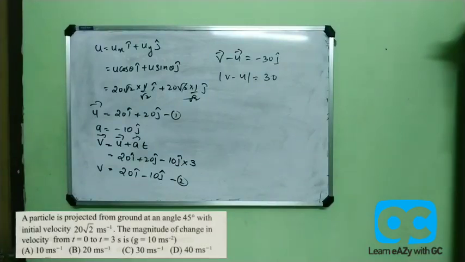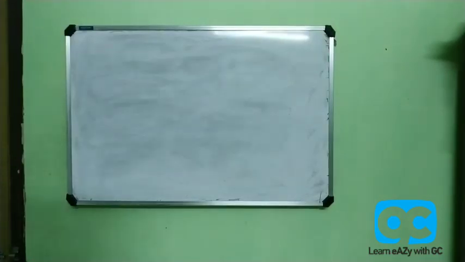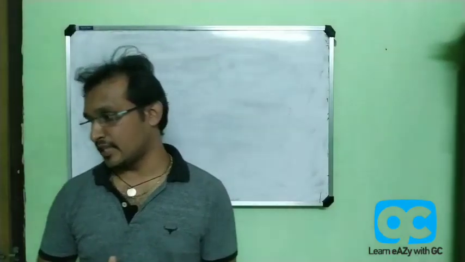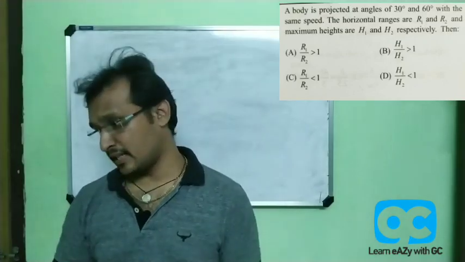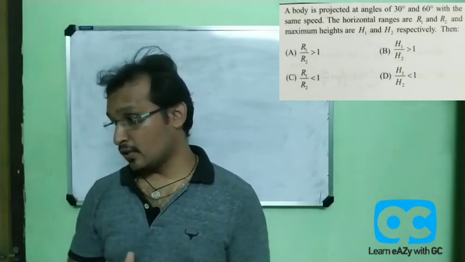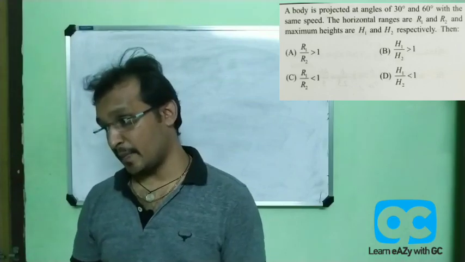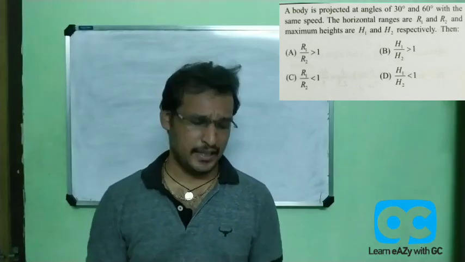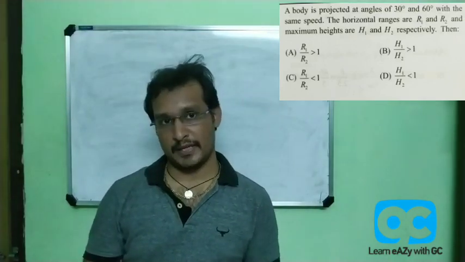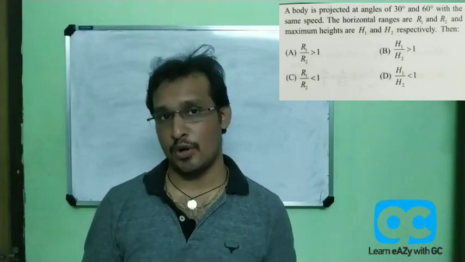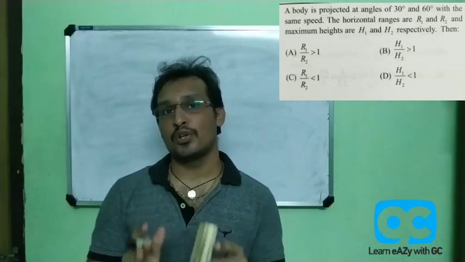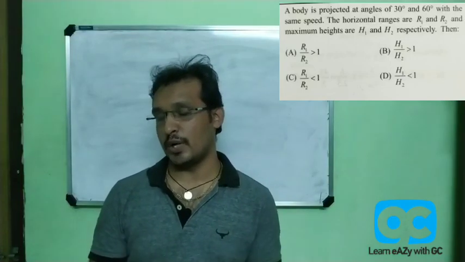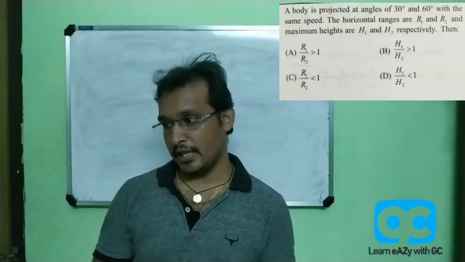So take a screenshot and we are going to the next question. So friends, this is the next question, which is from projectile motion. Two bodies are projected at angles, one at 30 degrees and another at 60 degrees, with the same speed. The horizontal ranges are R1 and R2 and maximum heights are H1 and H2. Then which options are correct? Whenever two angles are complementary, because one is 30 and another is 60, total 90 degrees, and both projectiles have the same initial velocity, the horizontal range will be the same. R1 will be equal to R2, or R1 by R2 will be equal to 1.